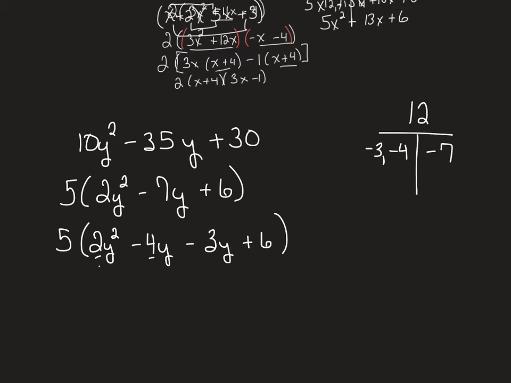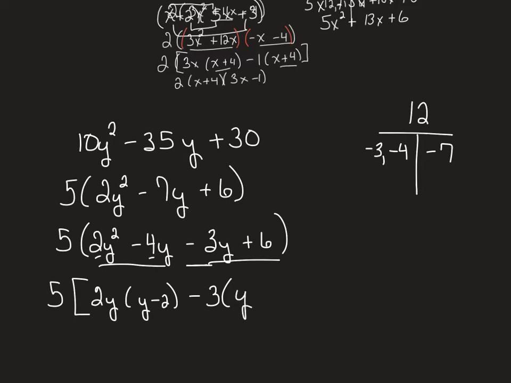So let's group these 2 and these 2. So don't forget your 5. I'm going to factor out a 2y in the first pair. And I'll have a y minus 2. In the second grouping, notice it's minus 3y plus 6. I'm going to factor out a negative 3 because we really have this whole thing grouped. And so what happens is I'm going to get negative 3y divided by negative 3 gives me a y. And 6 divided by negative 3 gives me a minus 2.